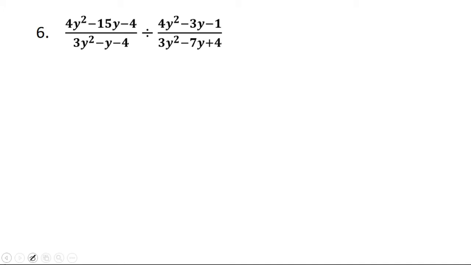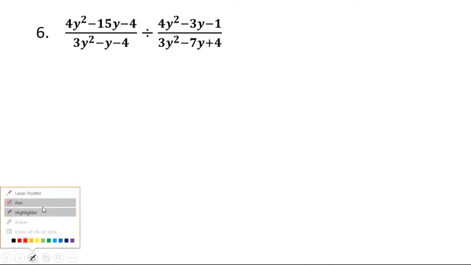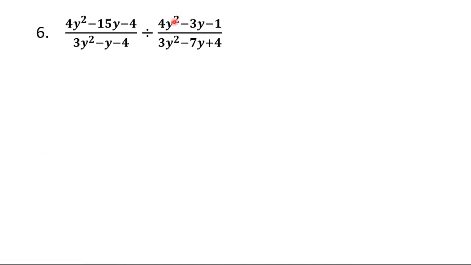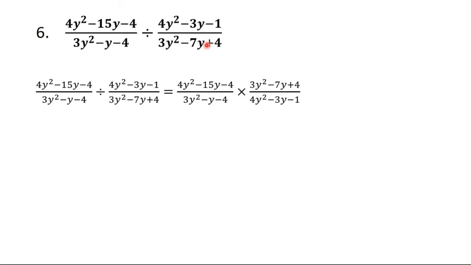So just as we did in the previous video, this is an example of division. So you keep what is on the left hand side, the first part. You change the division sign to multiplication, then you rotate what was on the right hand side, you turn it upside down. So what was on the numerator side will come as the denominator, and what was on the denominator will come as the numerator, as we can see here.